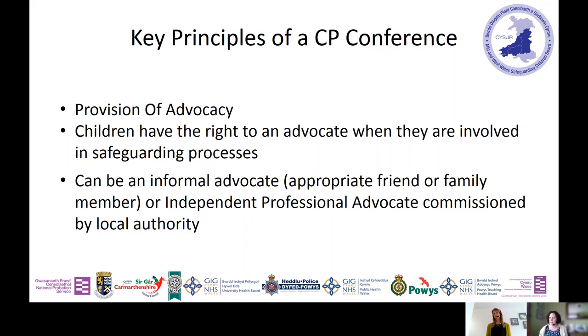Emma, when we did one of our live sessions, we did have some advocates at that one, and they stipulated that it needs to be emphasised that a family member or friend can't be as independent as an independent professional advocate. So they would always try and encourage that the professional advocate is used instead of a family member or friend for that child in a conference.